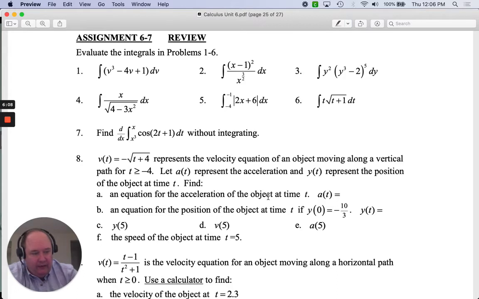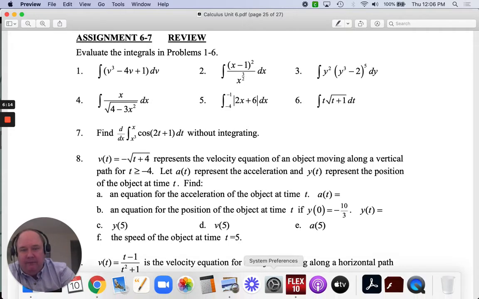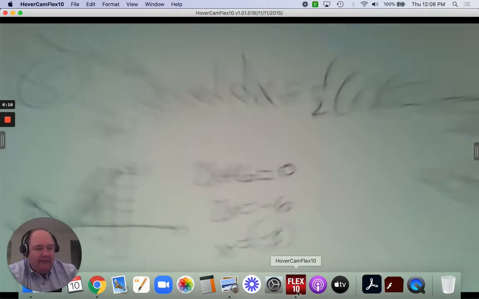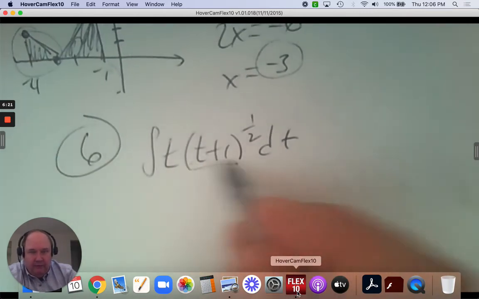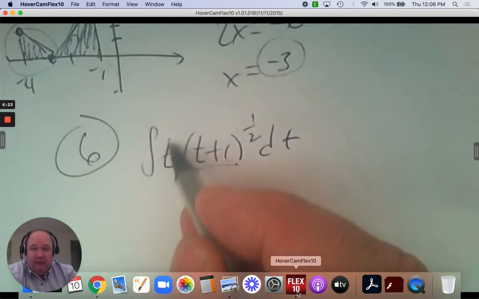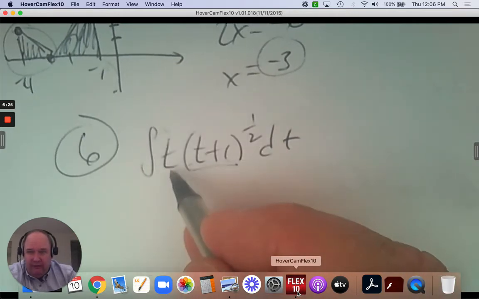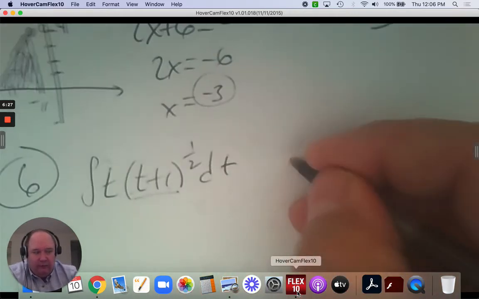In number 6, I'm integrating t and the square root of t plus 1. So already I know I need to write that as the exponent 1/2. If I take the derivative of the base, the derivative of that is +1. It does not match the term in front, which is t. They're unlike terms, so I'm going to use u substitution.